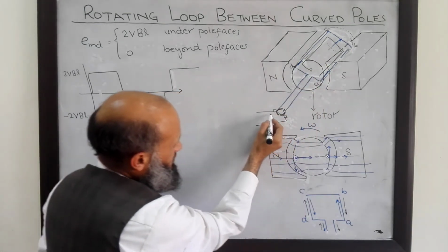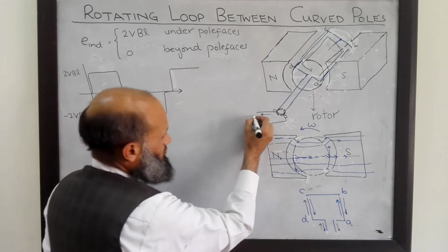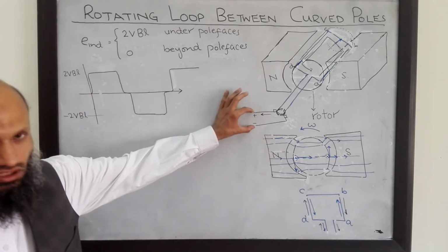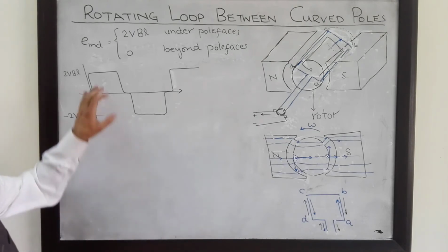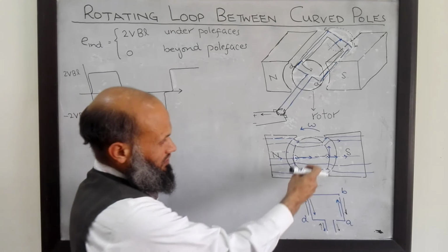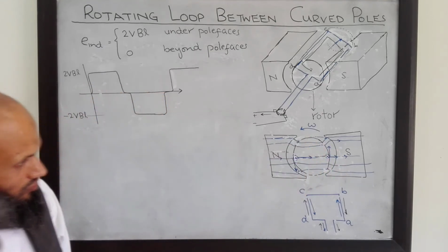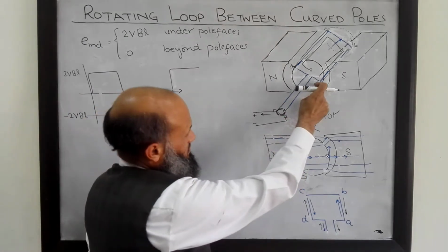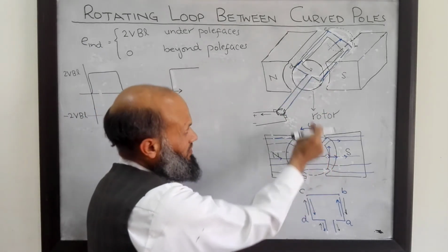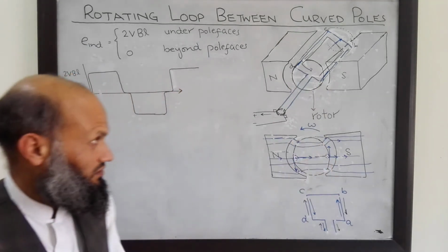We shall be having current coming out from this end. So therefore this is the polarity of the voltage induced over here during this half cycle. What will happen after 180-degree rotation of this rotor is that this side would have moved to this location, and the other side would have moved to the other location.